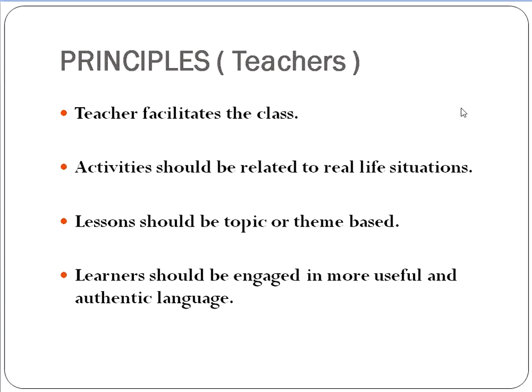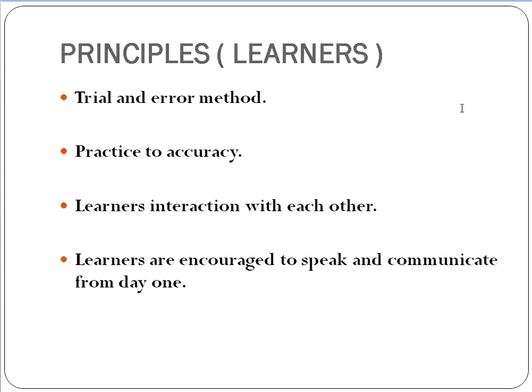Now we'll proceed to the next slide. In this slide, we will discuss the principles specifically for learners. What are the points? Just have a look. Number one, trial and error method. Here we will have to understand that the learners will have to go through a particular method, that is trial and error. They might make certain mistakes while learning something, but they will have to learn from their own mistakes, and after that they will be able to improve. Getting the point?